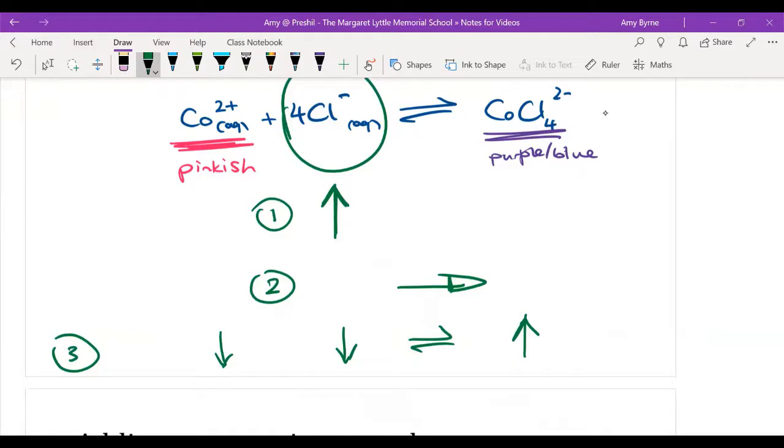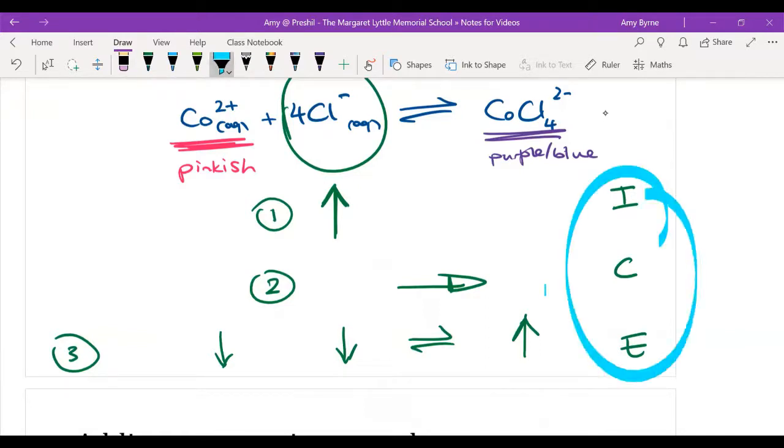So I have my initial, then it changes, then I'm at an equilibrium. There is a specific reason I've done that. And again, that's what we talk about at HL.